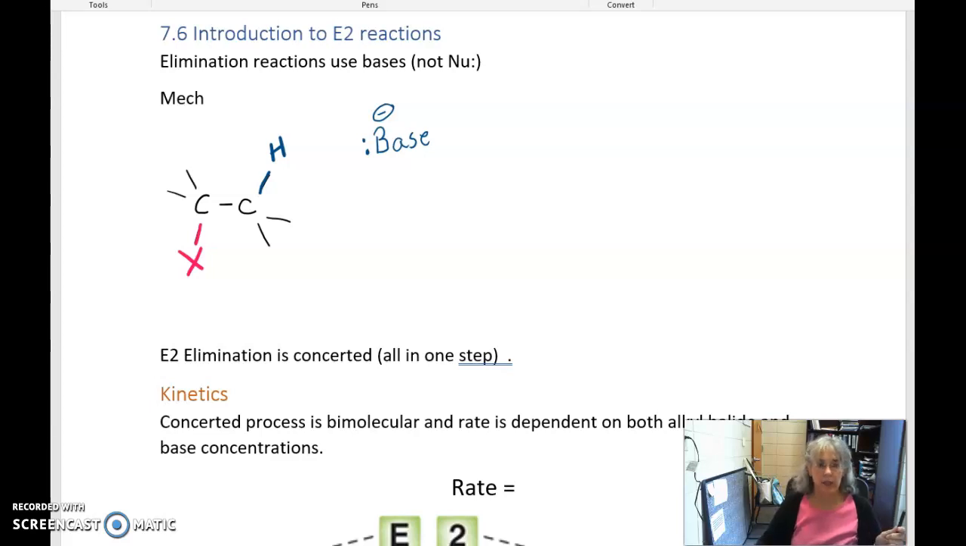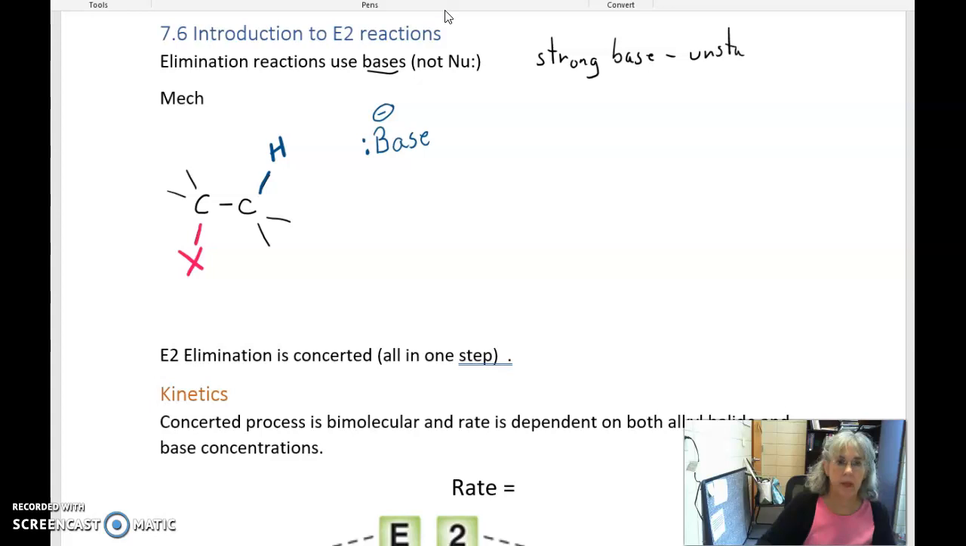Now we're going to move on to E2 reactions. These elimination reactions use bases, not nucleophiles. And you want to remember that strong bases will be unstable. How you determine whether something is stable or unstable is you use the atom, resonance, induction, and orbital. So we look at those four things to determine if the base is unstable. And we will need to use strong bases.